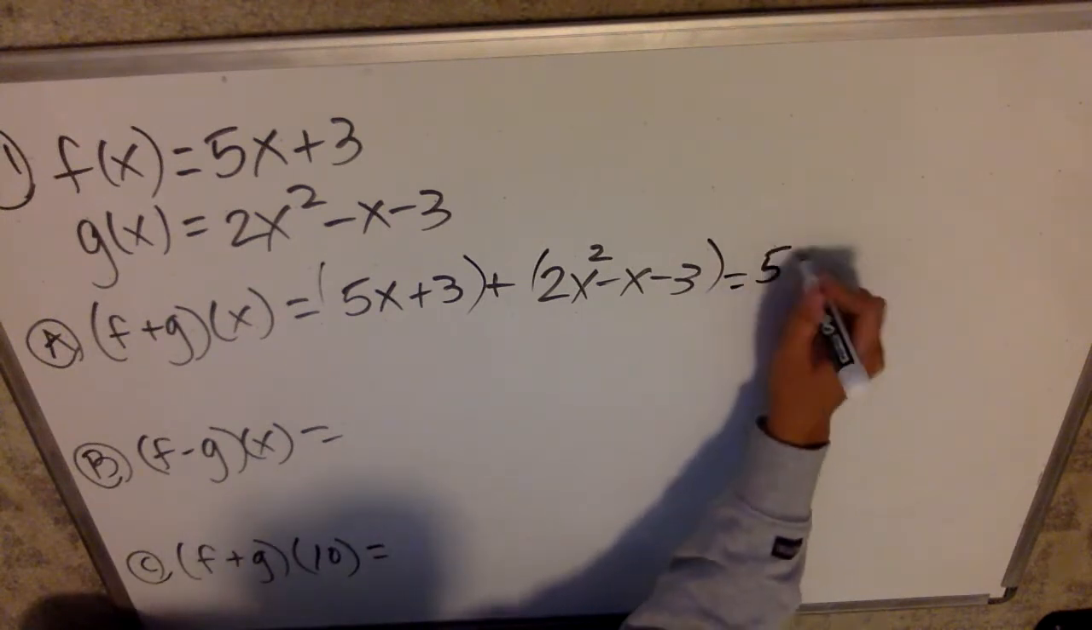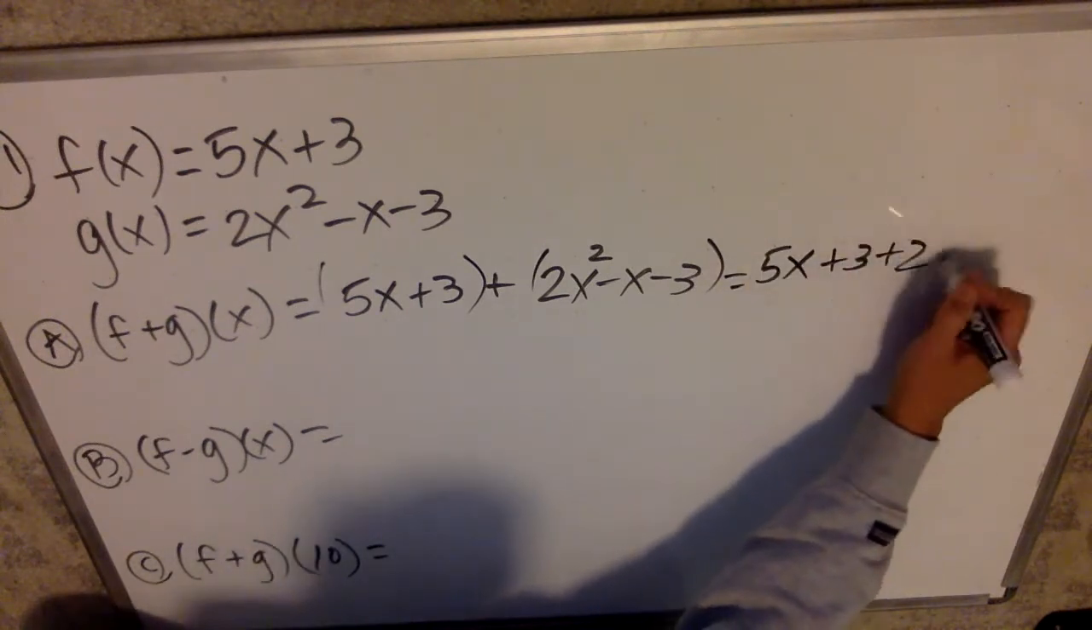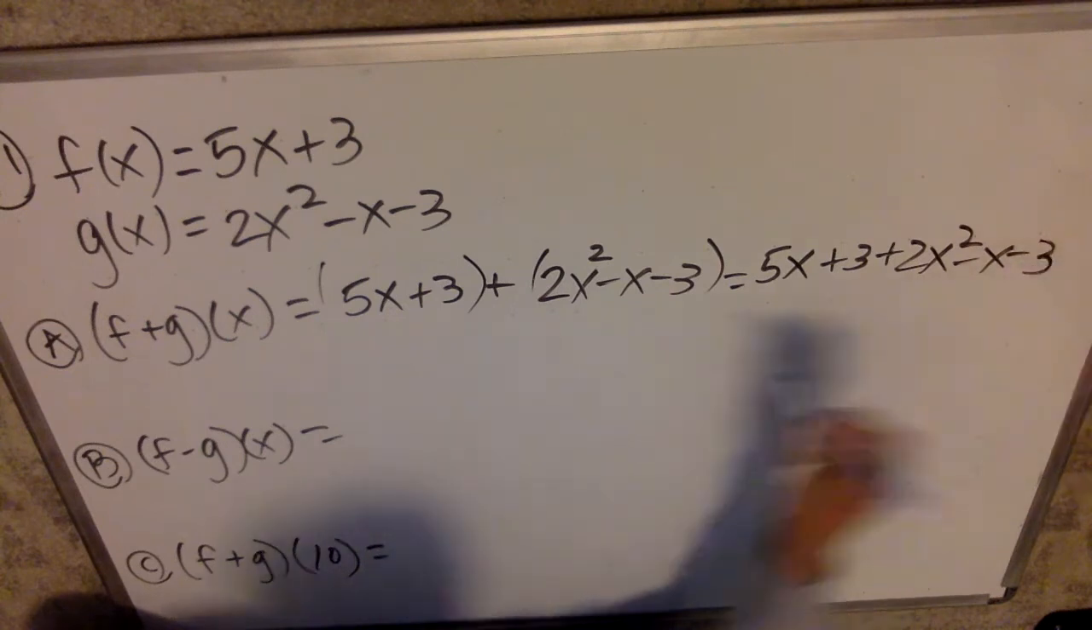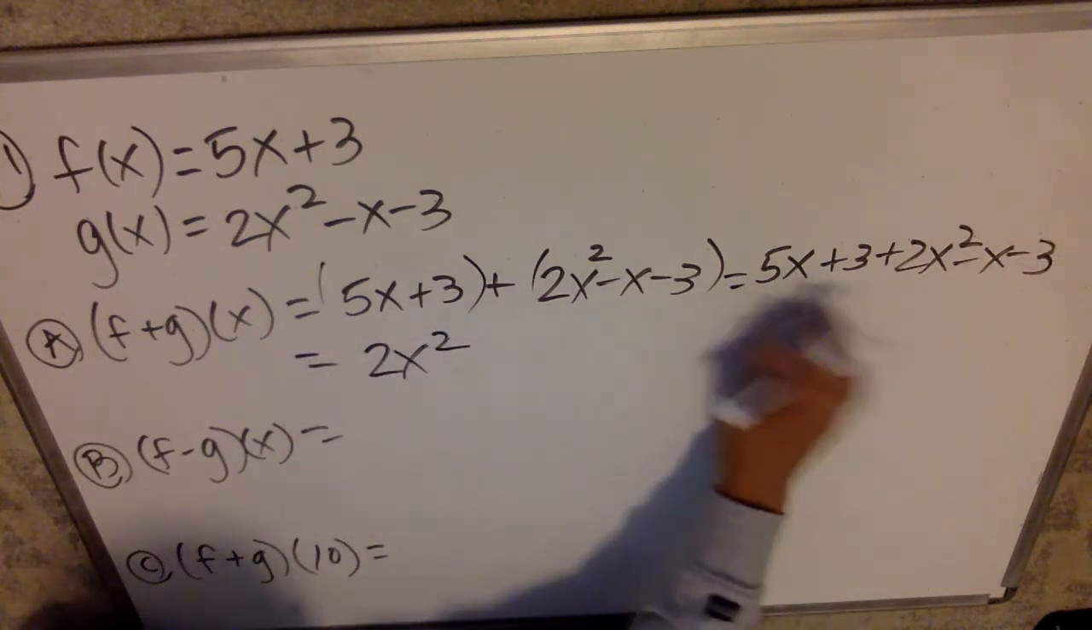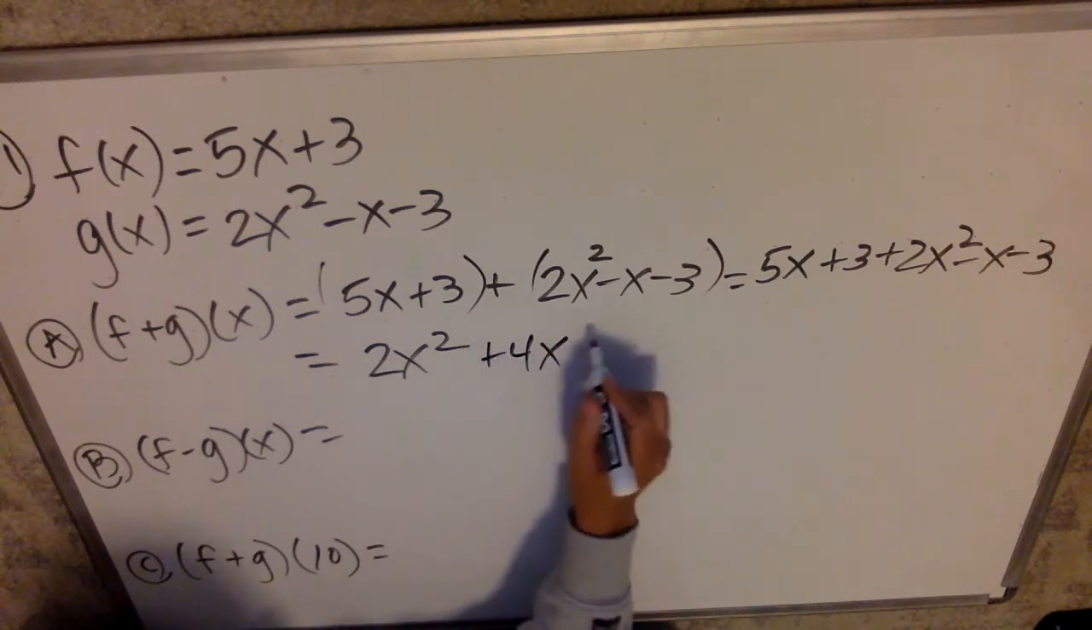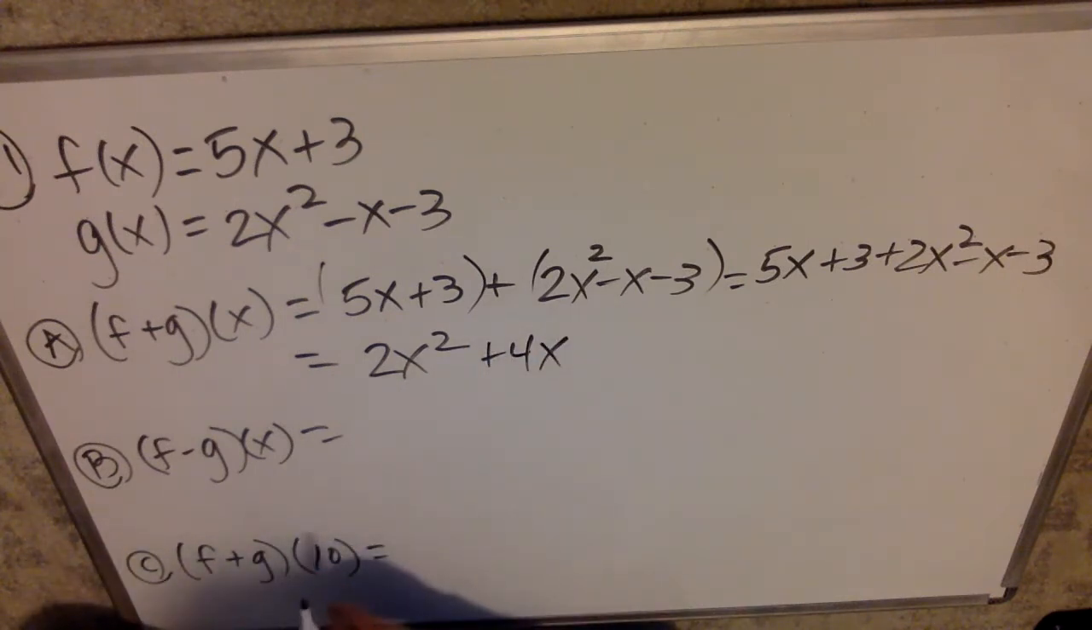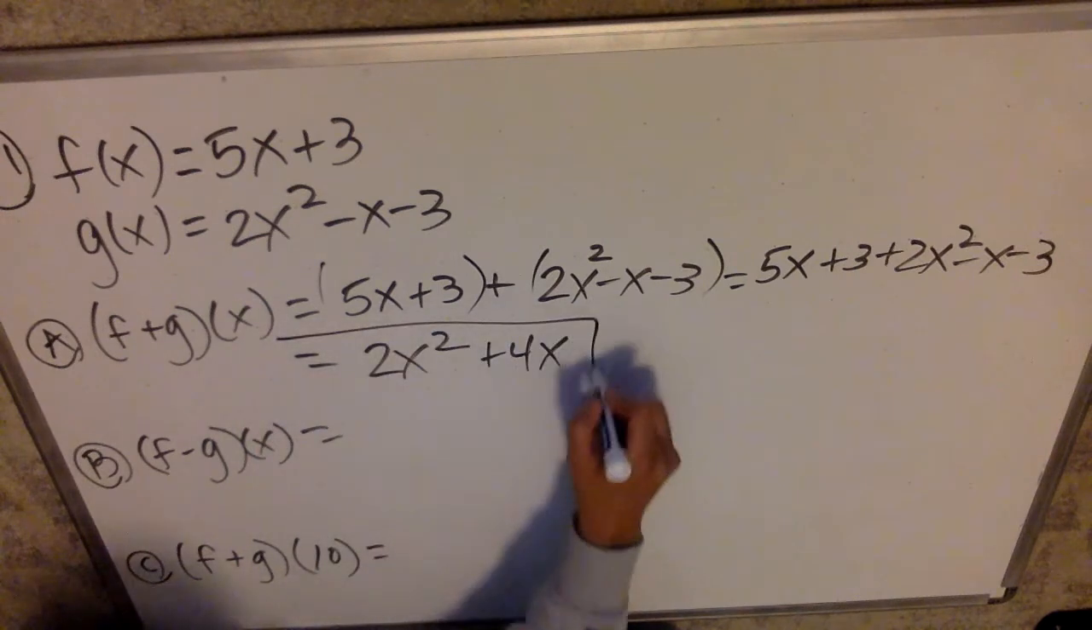So I'm going to end up with 5x plus 3 plus 2x squared minus x minus 3. When I combine my like terms, I'm going to get 2x squared, right? The x's are going to become a plus 4x, and I'm not going to have any constants at all because the plus 3 and the minus 3 would cancel. So that's what I'm going to get for my A.